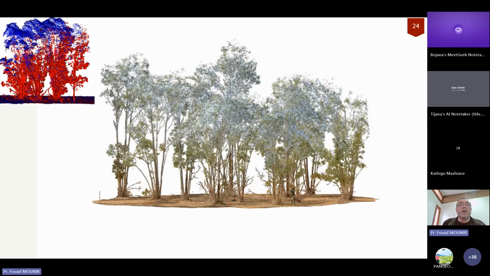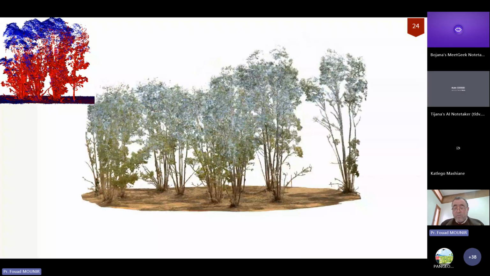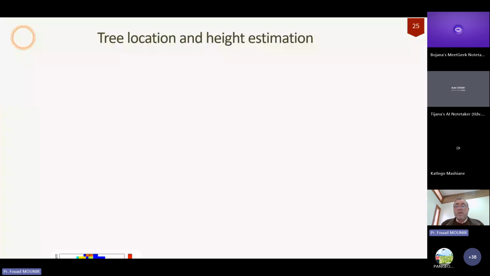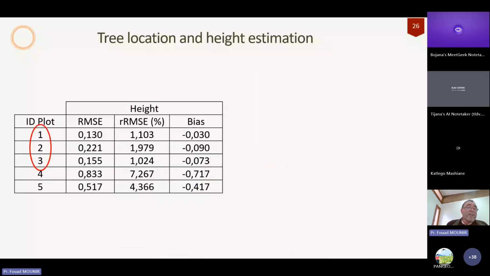The tree location and height estimation was done greatly in all the plots in the Maamora forest with very high precision. And we can see that in plots 1, 2, and 3, I just want to say that we used both ALS and TLS data. But in plots 4 and 5, we used only TLS data. We did this to be able to compare between the combined TLS and ULS data, and also only TLS data, to estimate some dendrometric attributes.